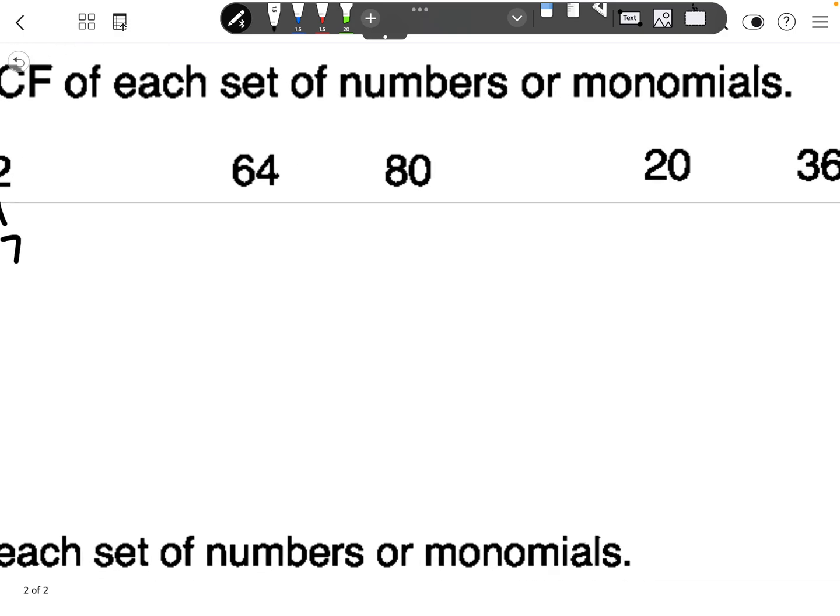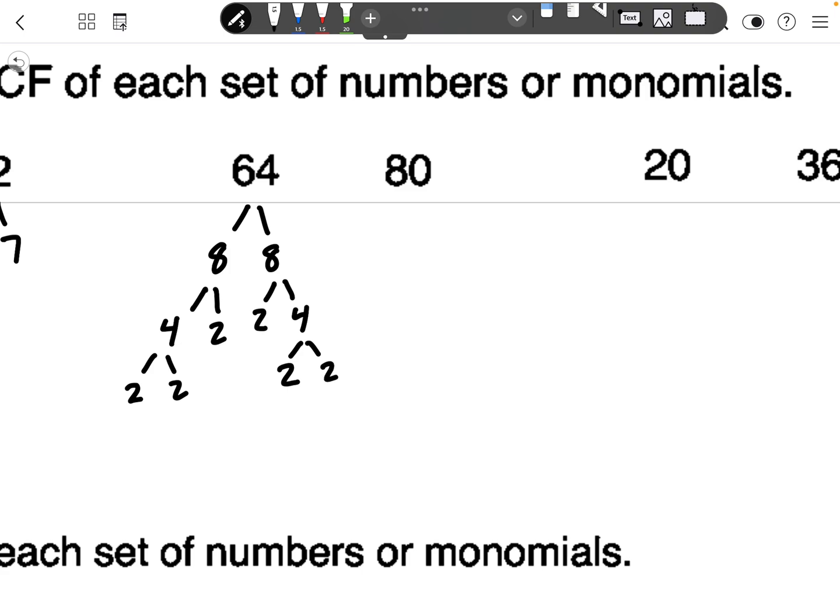So if we do the same thing again, what goes into 64? 8 and 8 goes into 64. 4, 2, 4, 2, and 4 can be 2, 2, 2, and 2. And then 80, I'm going to start with, let's do 8 and 10. Then as we know, 8 can do 4, 2, and then 2, 2, and then 10 is 5 and 2.